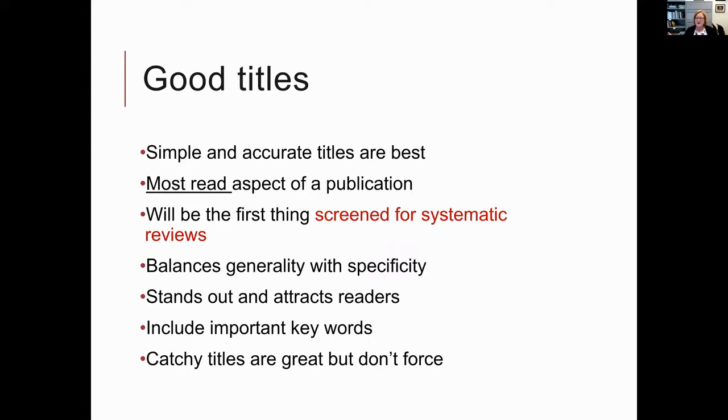You want a good title, and as I said a little while ago, I think you write this last. I think good titles, and others say the same, are simple and they're accurate. They're the most read aspect of a publication. They're what is screened for a systematic review. You want to balance generality with specificity. So you don't want to be so specific and so narrow in your title that nobody really knows what it's about except a very small audience, even though you want a broader audience, right? You want it to stand out and attract readers.